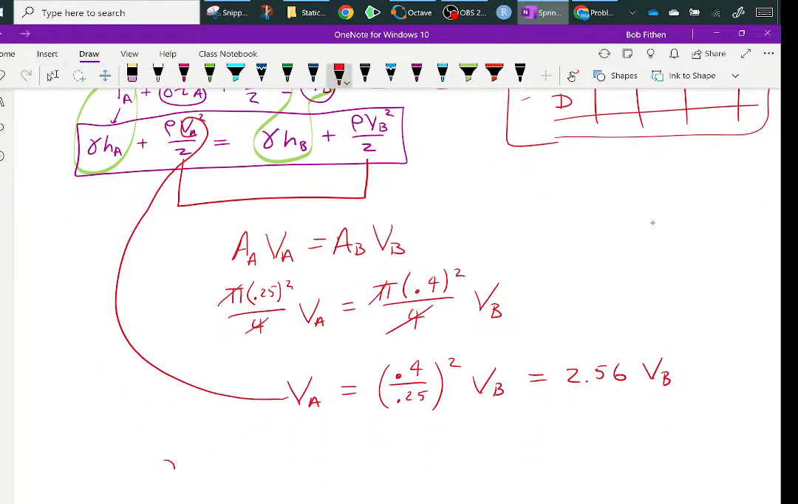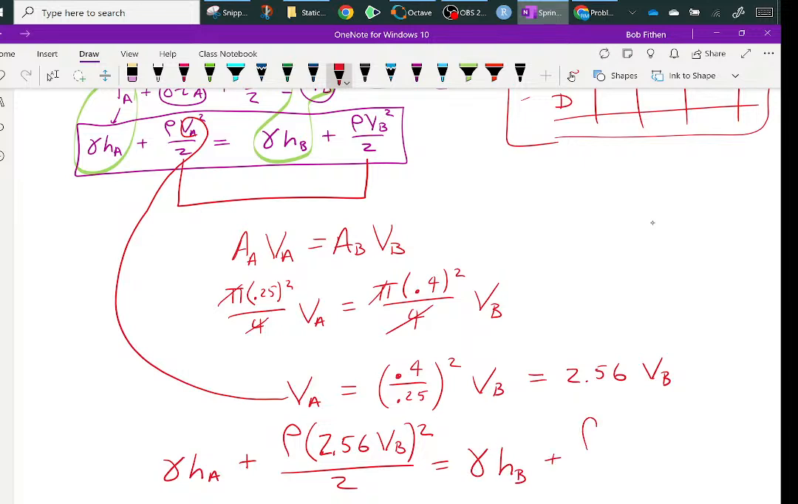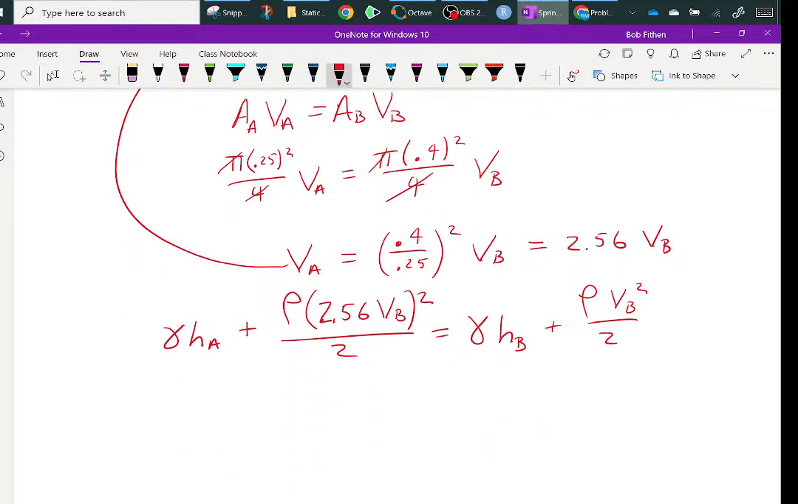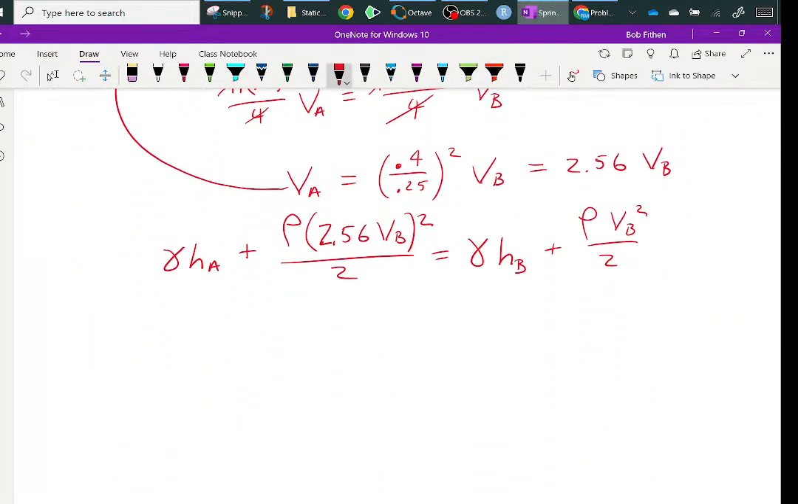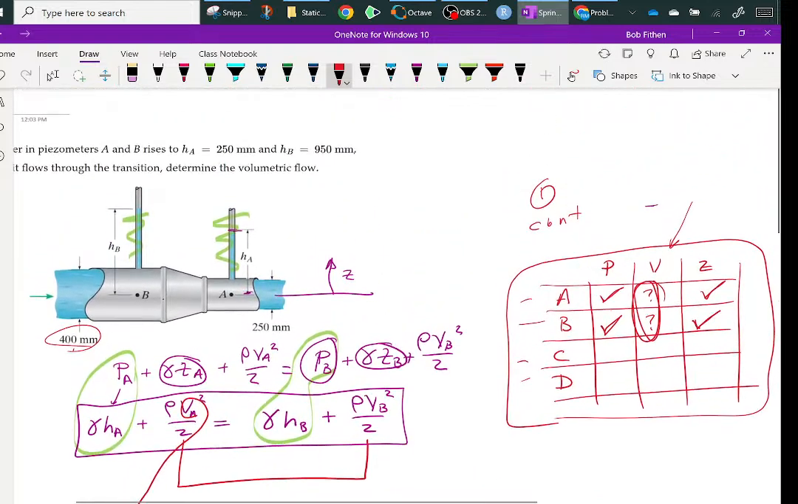If you do that, you'll have gamma HA plus rho times 2.56 dB squared over 2, equals gamma HB plus rho times VB squared over 2. Now, the only thing you don't know is VB. Well, I was in SI units, so this is nothing more than 1,000 times 9.81 times HA. What was HA?